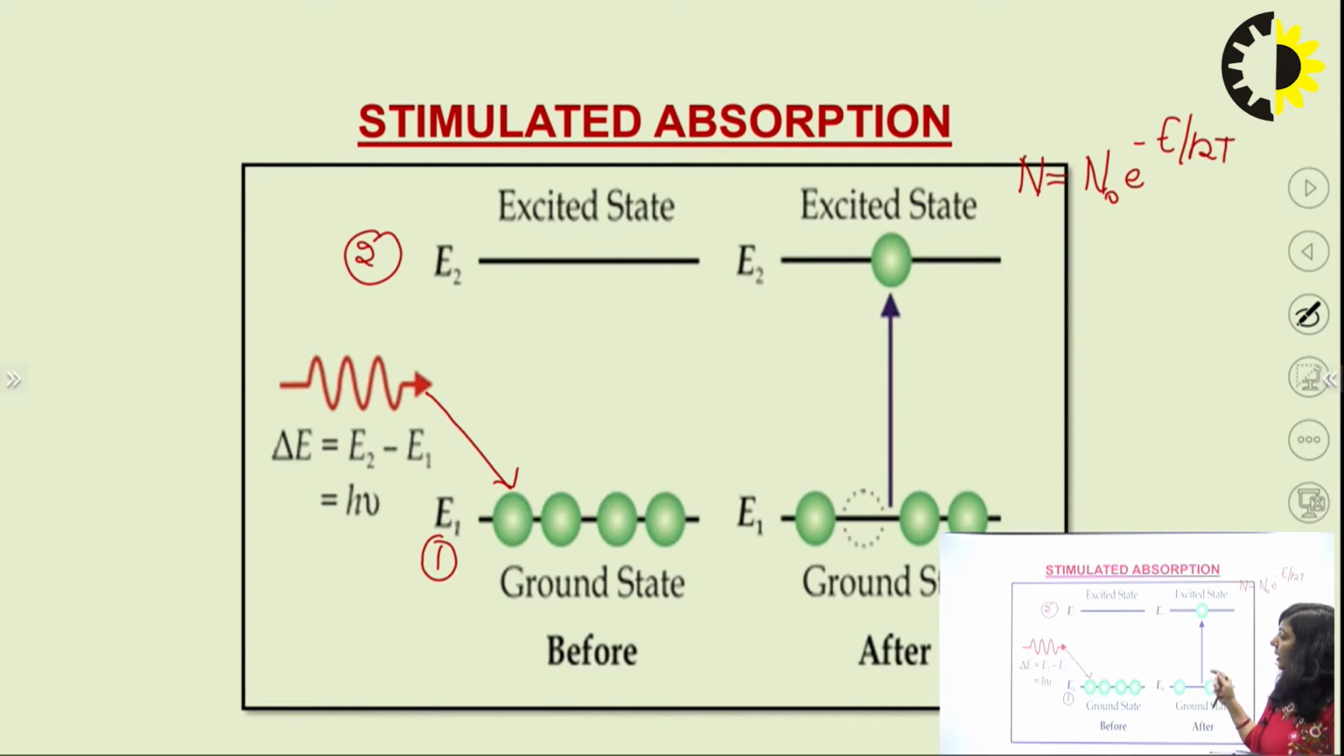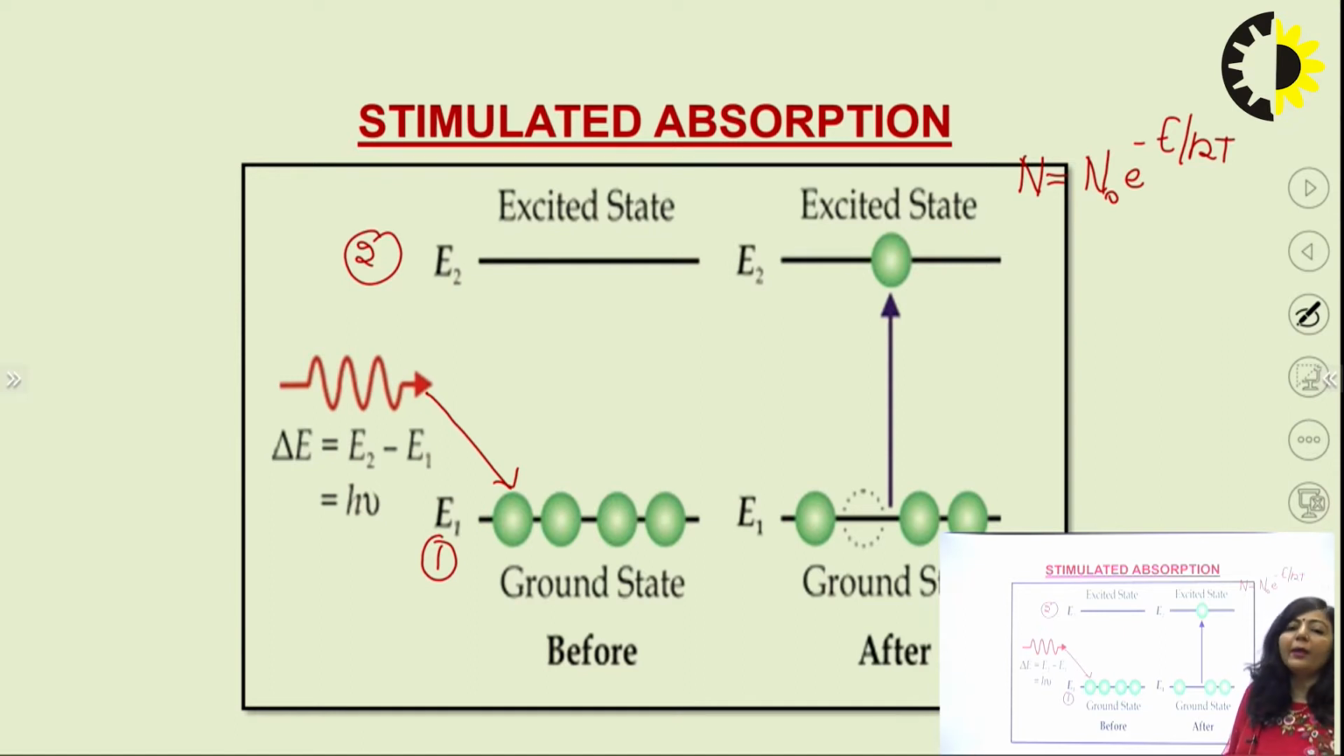And since this process requires an external trigger or stimulation, that is the reason the complete word for this process is stimulated absorption. So stimulated absorption is the first transition which is indirectly participating in light amplification in laser.